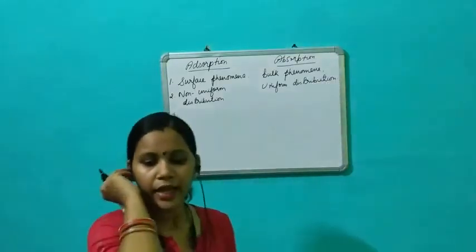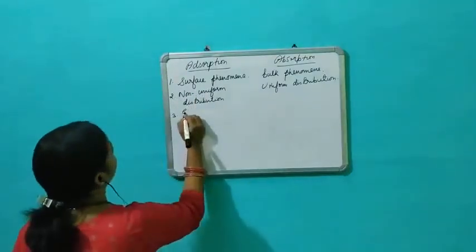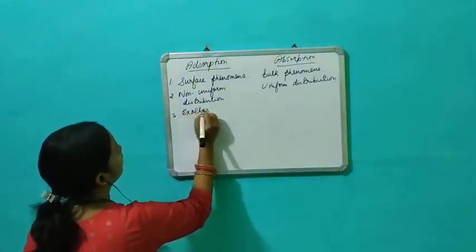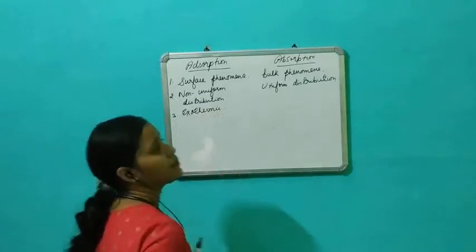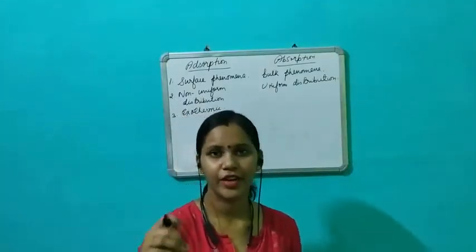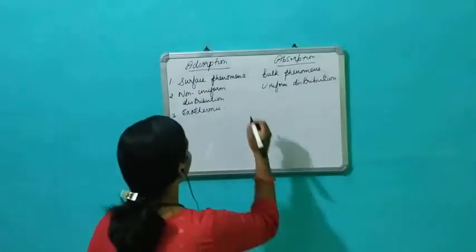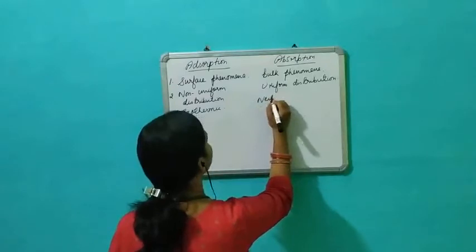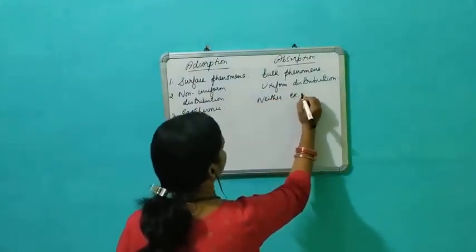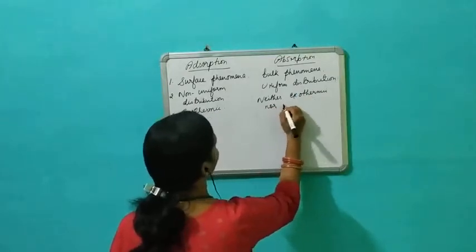Third is, adsorption process is exothermic. Whereas absorption is neither exothermic nor endothermic. It doesn't happen that when you put a sponge in the water, it becomes hot. It doesn't happen. So we can say it is neither exothermic nor endothermic.